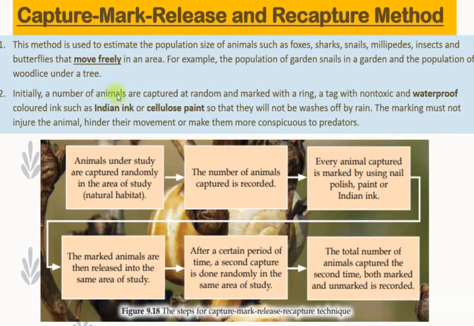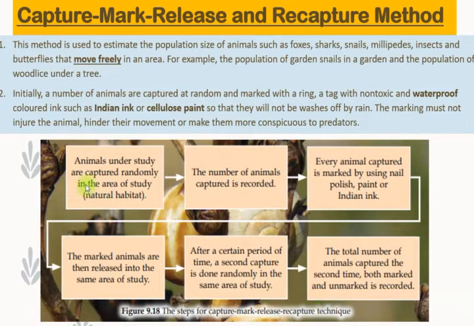Initially, a number of animals are captured at random and marked with a ring or a tag, or with non-toxic and waterproof colored ink such as Indian ink or cellulose paint, so that they will not be washed off by rain. The marking must not injure the animal, hinder their movement, or make them more conspicuous to predators. Let's take a look at the steps for the capture, mark, release, recapture technique.